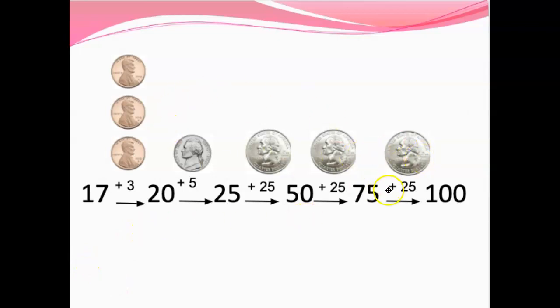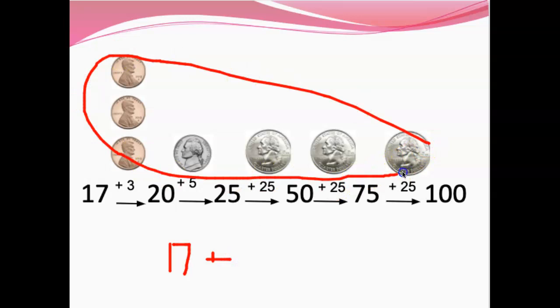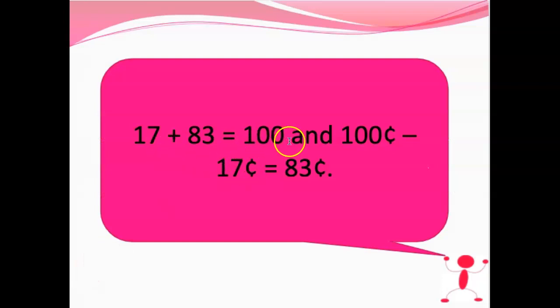Now we have to add this up to figure out how much these coins are worth. So 17 plus, let's see, 25, 50, 75. 75 plus 5 is 80, 81, 82, 83. So we're adding these coins right here. 17 plus 83 equals 100, or $1. So 17 plus 83 equals 100. You can also think about this as 100 cents minus 17 cents will give me 83 cents.